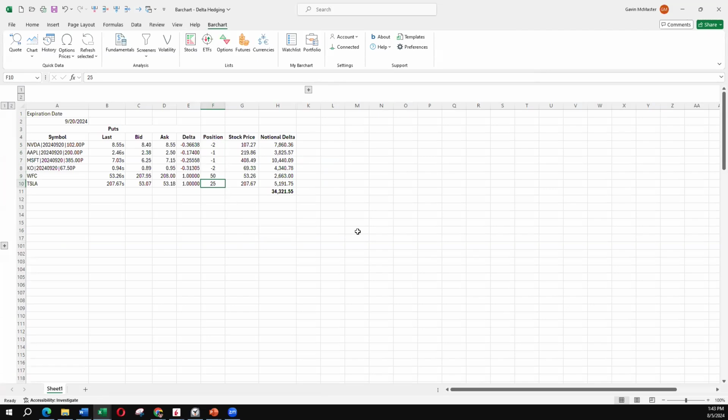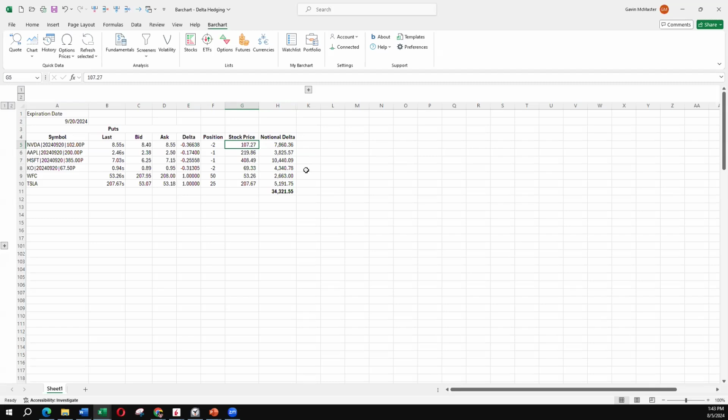Now, all this data you can bring in through Barchart Excel. And then here I'm just going to calculate the notional delta of the position. So basically what we do is we take the delta times the position times 100 because it's an option contract, and then times the stock price. This gives us our notional delta. So this is like having $7,860 invested in Nvidia. That's our current exposure based on the option that we have sold and the current delta. This notional delta is going to change up and down as this delta changes and as the stock price changes.